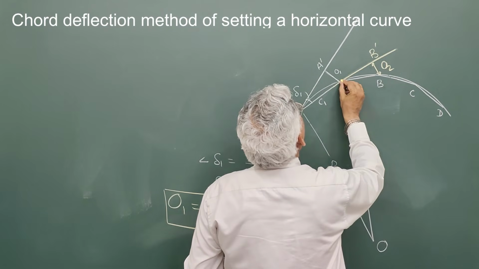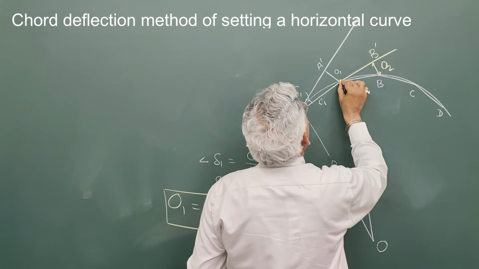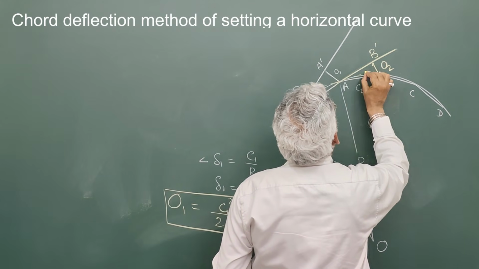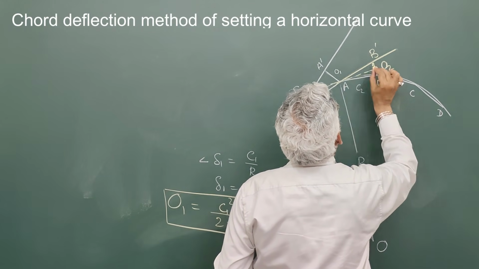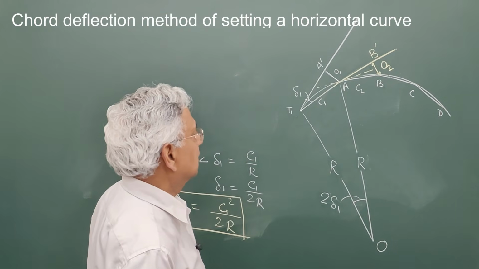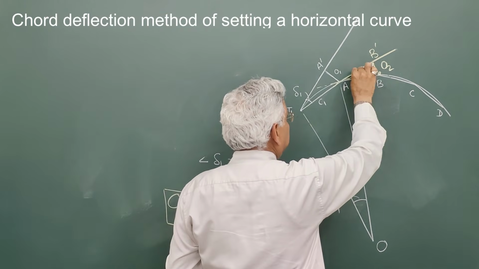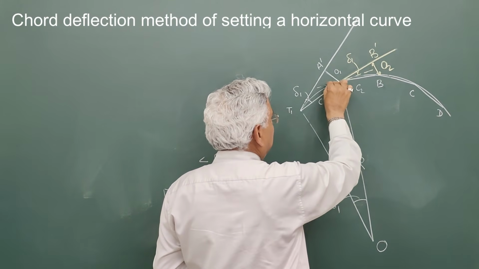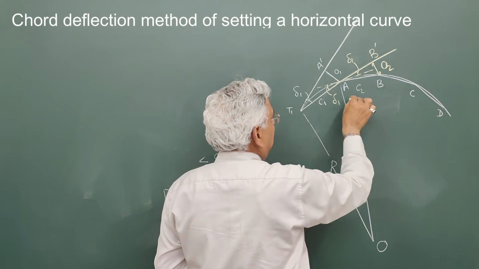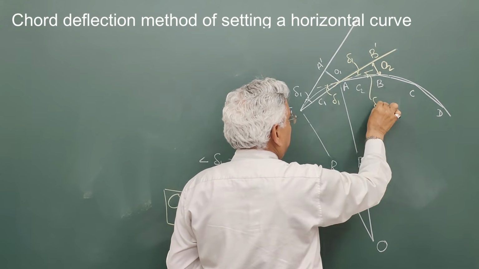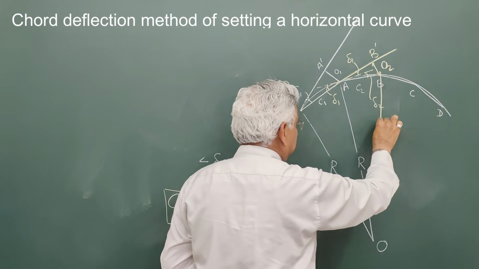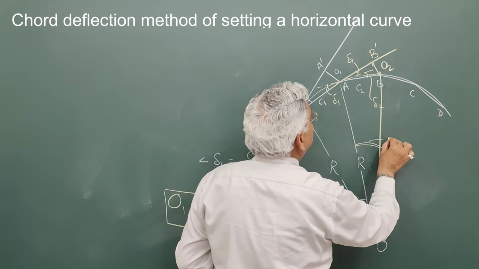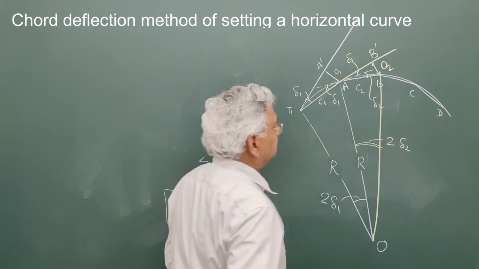Here, if you draw a tangent at this point A, tangent to the curve, let us say that tangent goes like this. Now this angle is delta 1, the same angle as this angle, and this angle, let us say, is delta 2. And if you join this by O, then this angle here will be twice delta 2.